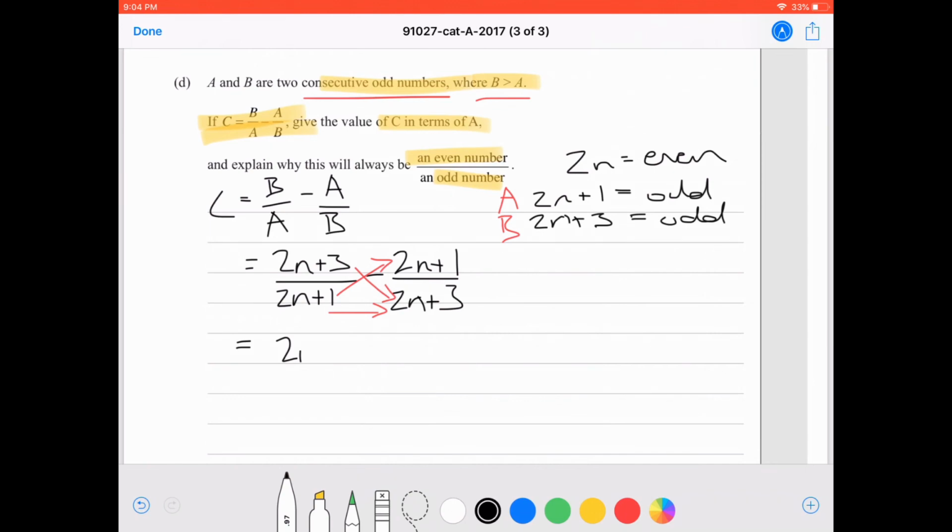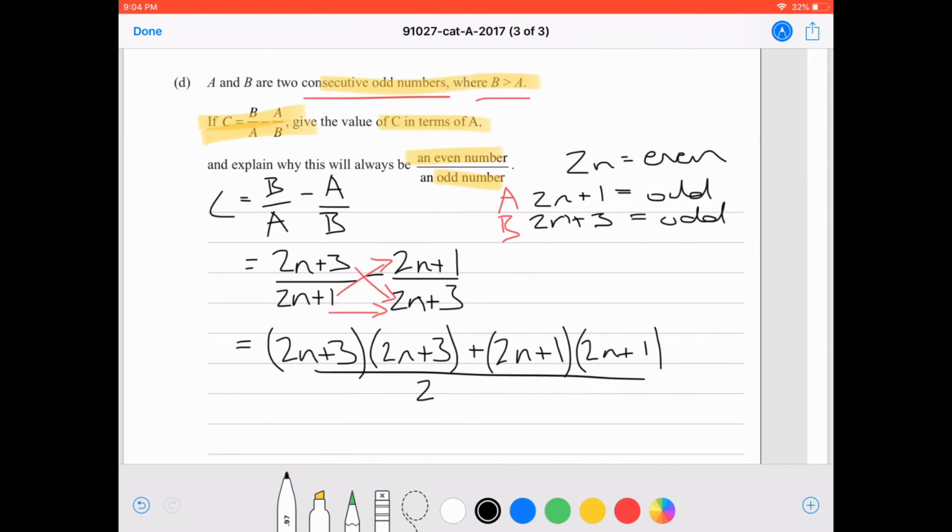We're going to multiply that, we're going to multiply that, and we're going to multiply our denominators. So we're going to say 2n plus 3 and 2n plus 3 again, plus 2n plus 1 and 2n plus 1. You could write it in binomial form, which is saying like 2n plus 3 all squared, but it's easier to expand when you write the two sets of brackets, and that's all over 2n plus 1 and 2n plus 3.